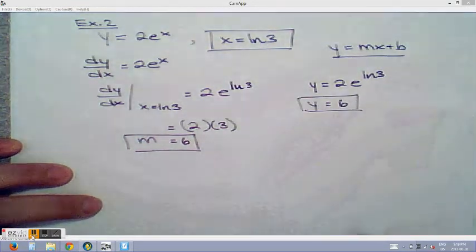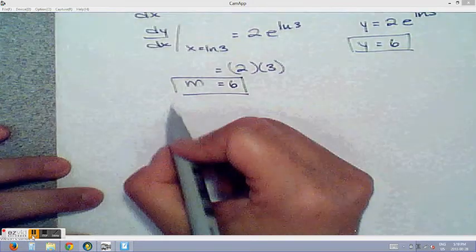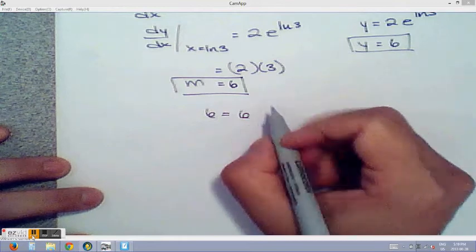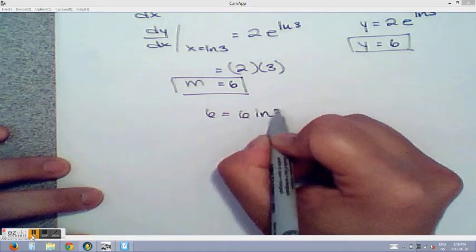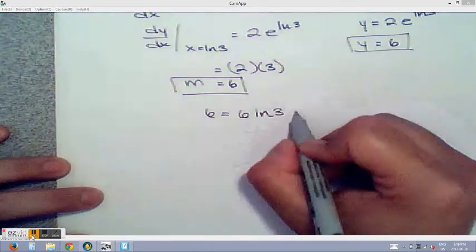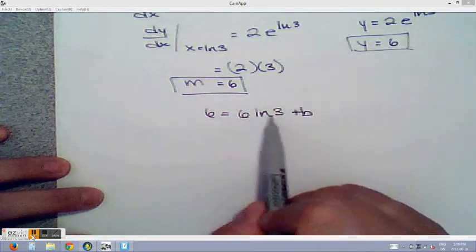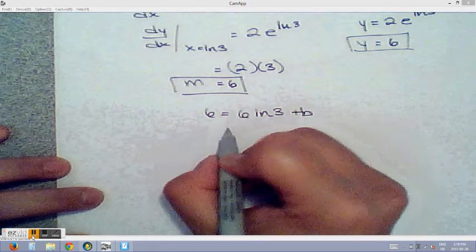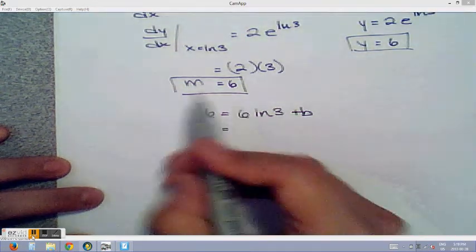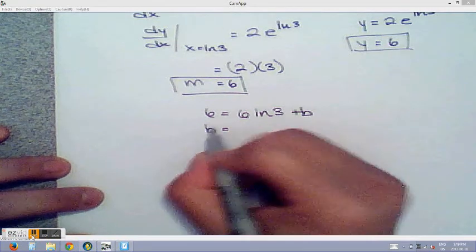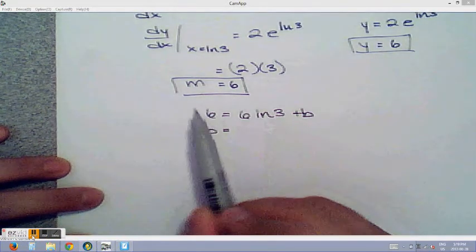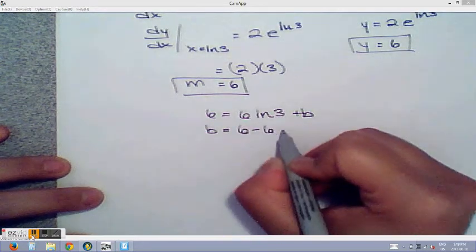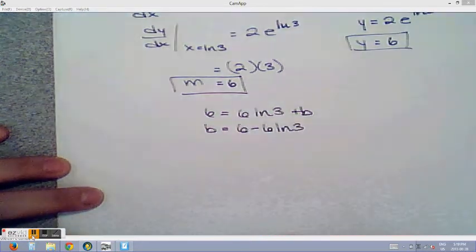So we just need to find b. So 6 is equal to 6 ln 3 plus b. And remember, this 3 is inside the ln function, so we can't multiply it by 6. But I can move b. I'm going to move this to the other side, flipping the entire equation. So b is equal to 6 minus 6 ln 3. Okay, so that's my b.